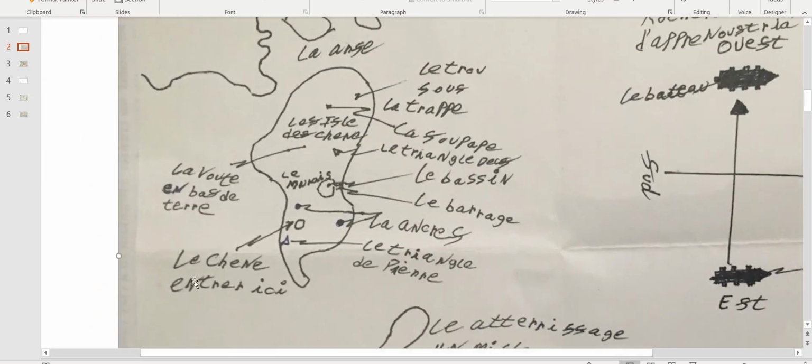Let's have a look here. Yeah, le chêne entré ici is the only one with an arrow at the end, and la voûte en bas de terre is one that doesn't have any marker as a pointer. I pretend the trou sous la trappe and la soupa both have the same termination. Both finish with a triangle, and the anchors are in dot. And I don't understand the signification yet, but if the author made a point in not finishing all the description lines by the same icon, there's a meaning. It's just we don't know it yet, but we're searching.